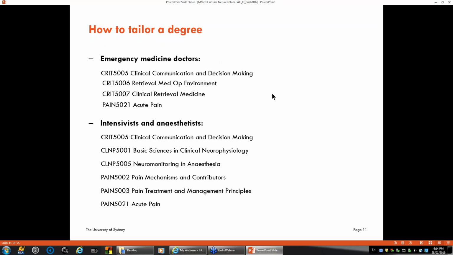So how you might tailor your degree depends on what area of critical care medicine you're wanting to go into. And I've given some examples here. If you're more interested in emergency medicine, then purely clinical communication and decision making would be very useful. The retrieval units of study would be very useful, and acute pain may be very useful. Whereas if you're heading more towards, say, anaesthetics or intensive care, again, clinical communications, but there are some neurophysiology subjects there and more pain subjects. So you could just choose subjects that are of interest to the area of medicine you're going to go into in practice.